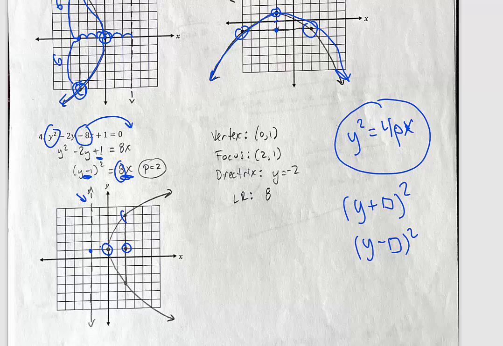Now I just need to find the endpoints of the latus rectum to see how wide this parabola is going to open. Well, that is just the absolute value of 4p, which in this case is 8. So I go up 4 here, down 4 there to give me a total of 8, and then graph my parabola.